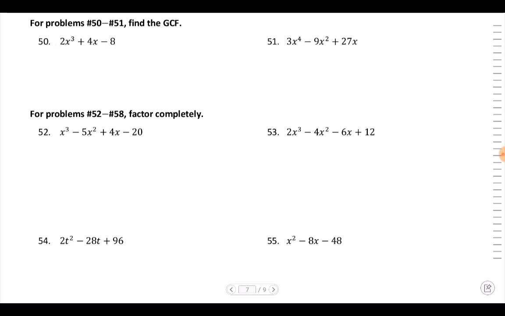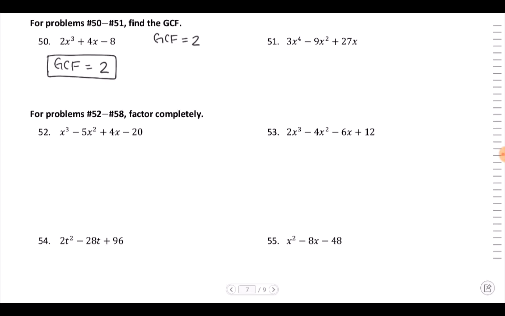So if I first look at the 2, the 4, and the 8, what's the biggest number I could divide those all by? Well, that would be a 2, right? Now, if I look at the variables, I have x cubed, x, and then a constant. So they don't all have an x in common, which means my greatest common factor is just 2. That's it. Apparently, that's all I'm doing on number 50.